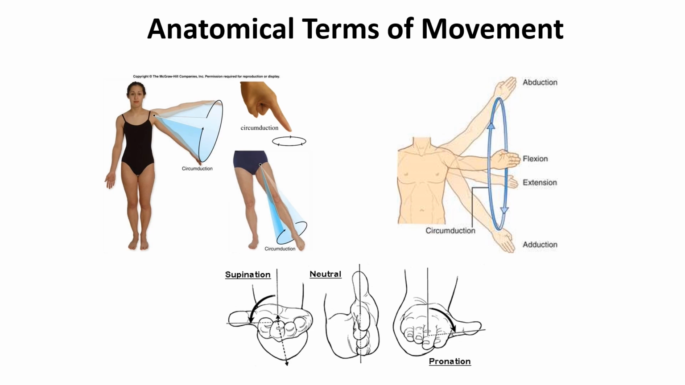Supination and pronation. Most often, this movement occurs with the hands in front of the body. Supination is turning the palm upward, and pronation is turning the palm downward.